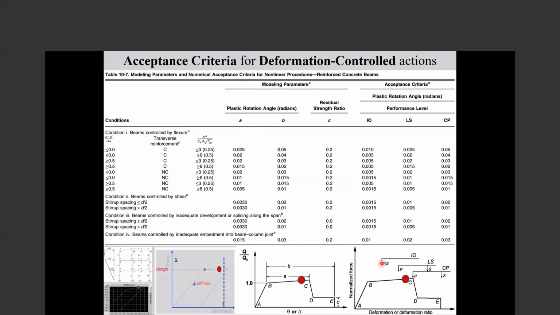Here, does it pass life safety or not? Does it pass immediate occupancy? Does it pass collapse prevention? So these values are here. Acceptance criteria: plastic rotation angle, plastic deformation angle for different performance levels. So these are capacities: capacity for IO, capacity for LS, capacity for CP.